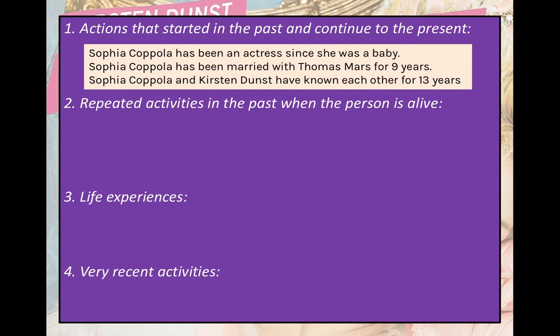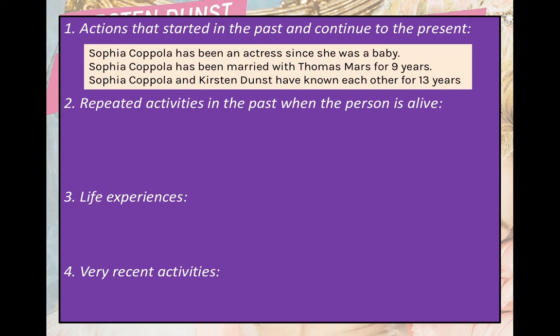Sofia Coppola has been an actress since she was a baby. She was in her first movie when she was a baby, and since then she has continued acting. This is an action that started in the past and continued to the present. Sofia Coppola has been married to Thomas Mars for 9 years. That means that in 2011, Sofia Coppola got married to Thomas Mars and she is still married.